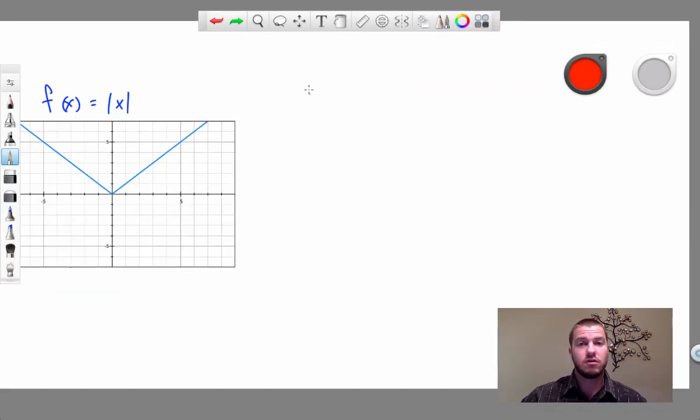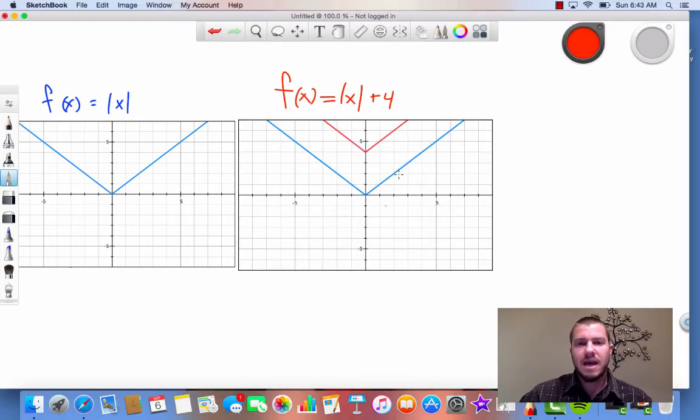Let's look at the vertical shift, and that's going to be the k. So it's going to be something like this, the absolute value of x plus 4. So this is what it would look like. It's the same shape. It's not compressed or stretched any. It's just shifted up 4. So the vertex, instead of at 0, 0, now is at 0, 4.